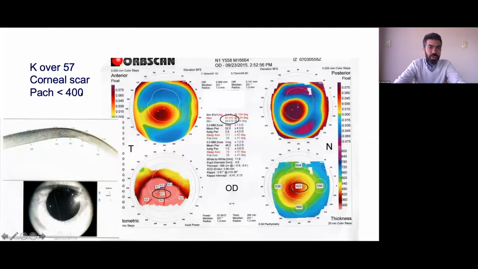And this is a typical cornea for corneal graft selection with keratometric values over 57. You can see a 61 here. It's good pachymetry, but the keratometric values are very high. Be careful, because sometimes you have some values here, but you need to take care of this one. And you can see there's a corneal scar also. So if you use corneal rings, it's not going to be useful.